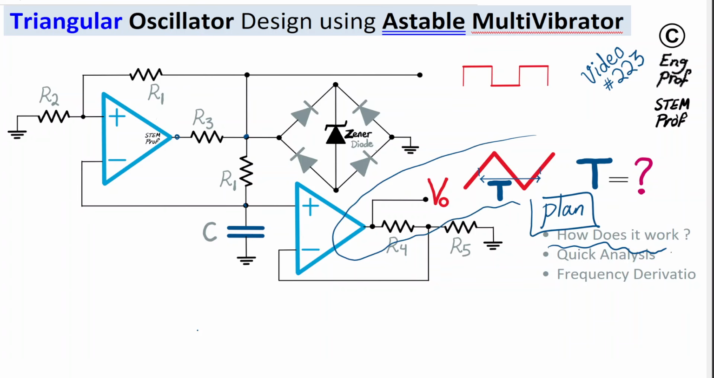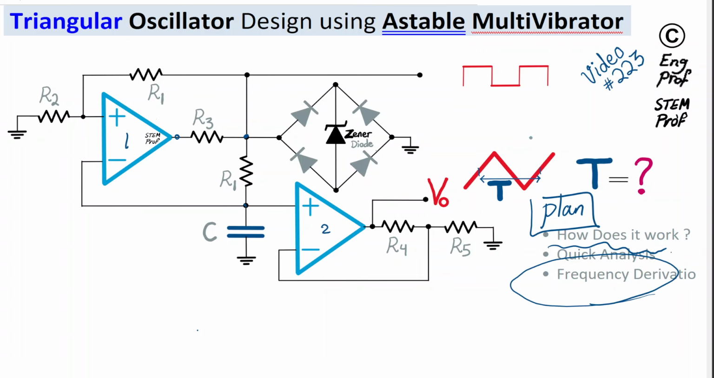How does it generate this triangular voltage at the output of the second op-amp, if this is op-amp 2 and this is op-amp 1? Then also, what is the formula for the frequency or period of this waveform that is generated? So what is the formula?